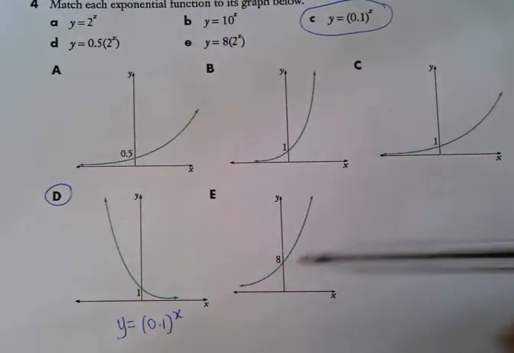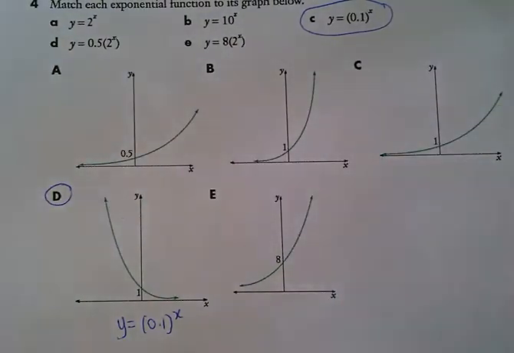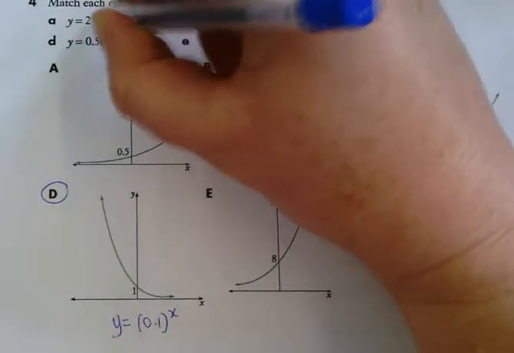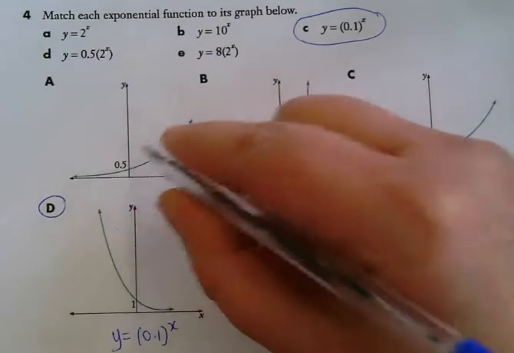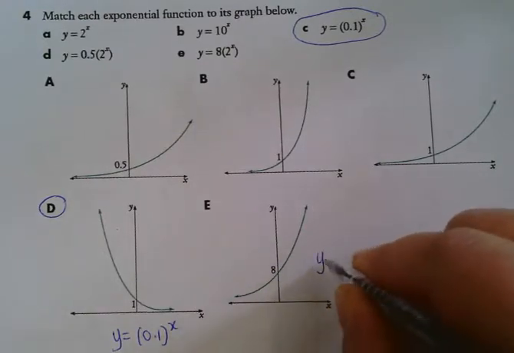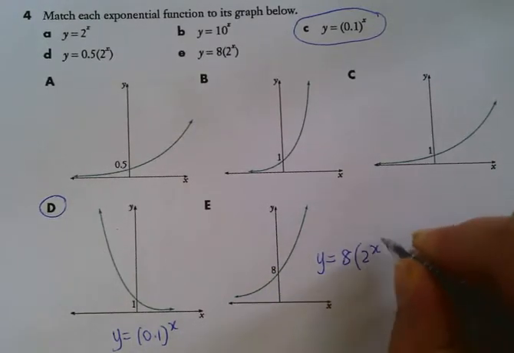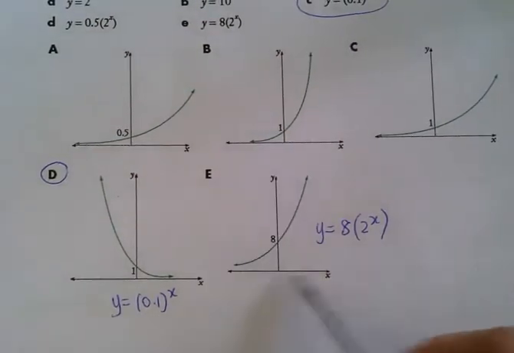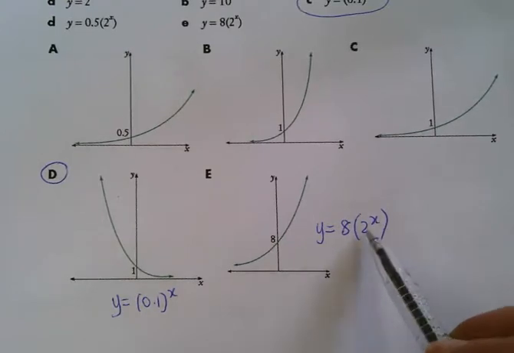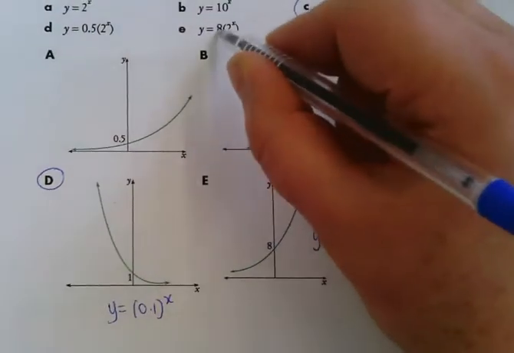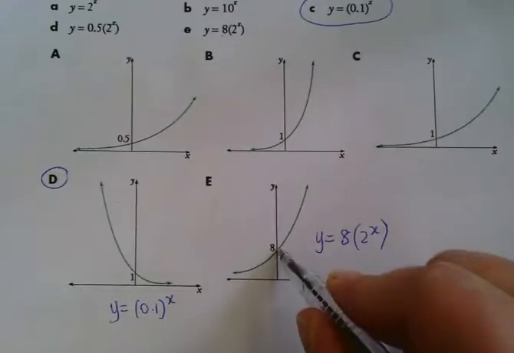Let's look at A and E. See this one, or this one. What do you think this one is? E. Yeah, E is y equals 8 times 2 to the power of x. How can you check? You substitute, this is the y-intercept. In other words, when x is 0, 2 to the power of 0 is 1. 1 times 8 is 8. Remember, that b is where it cuts the y-axis.